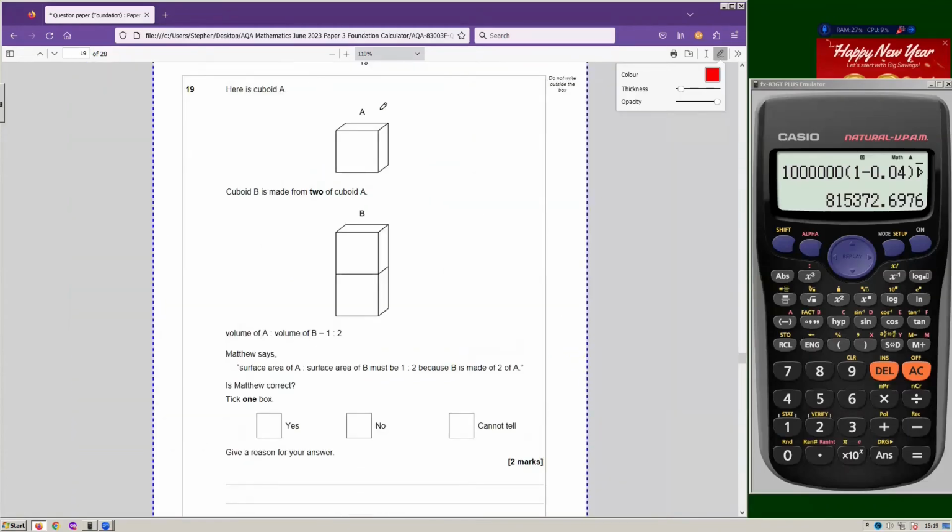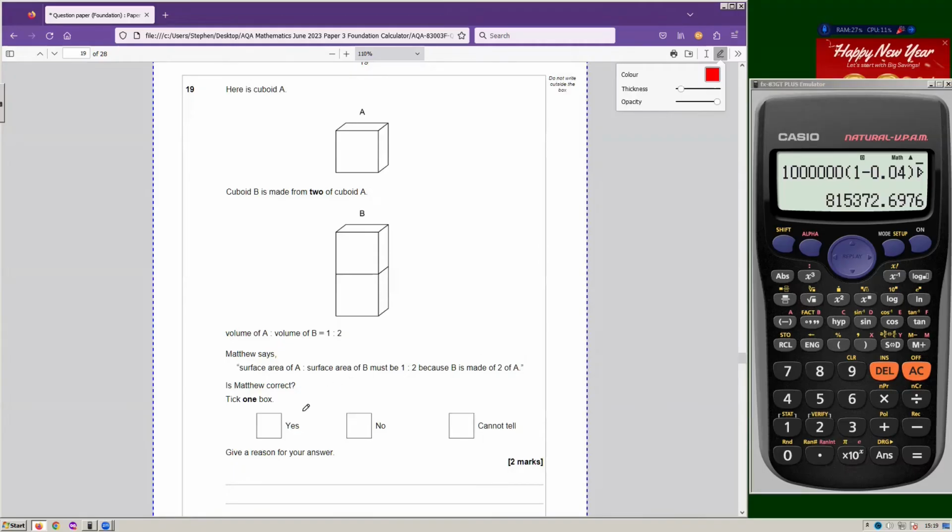Here is the cuboid A. Cuboid doesn't mean it's a cube. A cube would be where all the sides are the same. Cuboid B is made from 2 of cuboid A. Volume of A to volume of B is 1 to 2. Yes. Matthew says the surface area of A to surface area of B must be 1 to 2 because B is made of 2 of A.